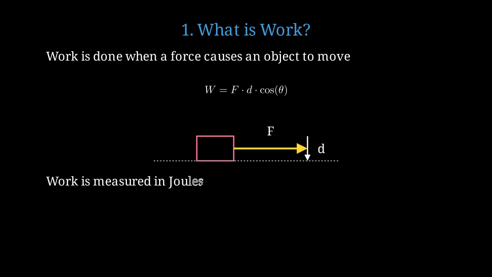Work is measured in joules, where 1 joule equals 1 Newton meter. 1 joule is the work done when a force of 1 Newton moves an object 1 meter.